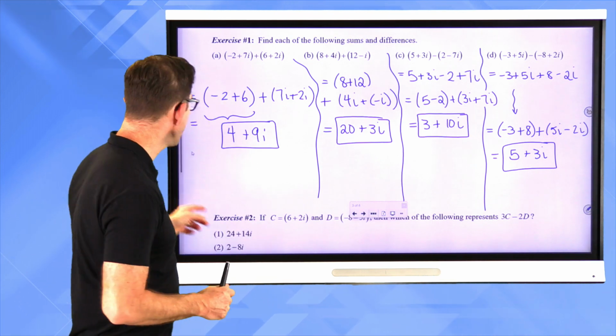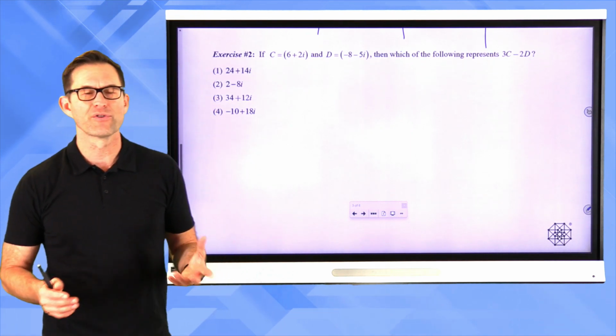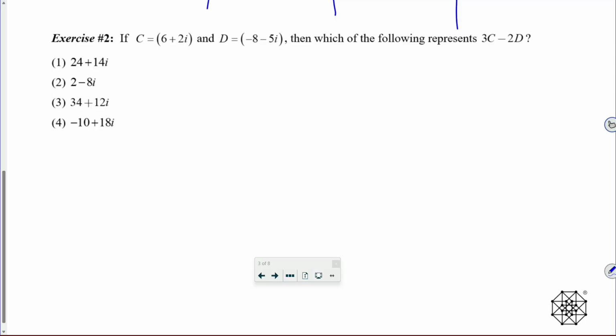All right? And let's take a look at another one like this. This is a very common multiple choice type scenario. Exercise number 2. If C is equal to the complex number 6 plus 2i and D is equal to the complex number negative 8 minus 5i, then which of the following represents 3 times C minus 2 times D?